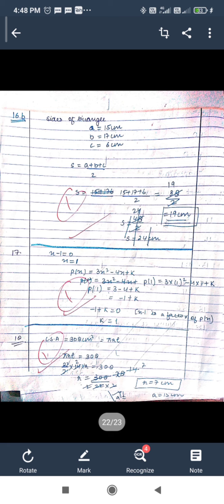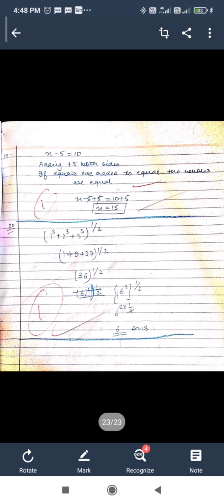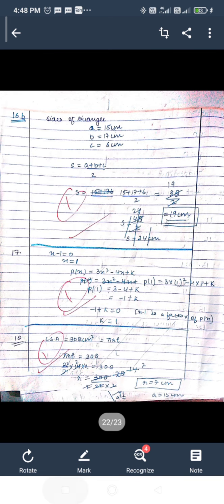Next question is that area of an equilateral triangle with side 3 centimeter will be. Sorry, this is not the question. Euclid's geometry. So Euclid's geometry is not in course, so we are not going to discuss that.